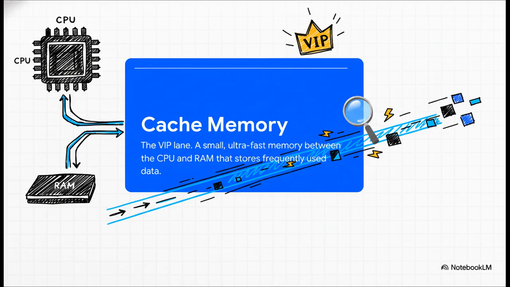They put a tiny, ultra-fast piece of memory called cache right next to the CPU. It acts like a VIP express lane, holding the data it predicts the CPU will need next. It's a total game changer for performance.